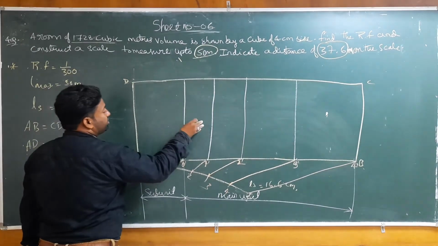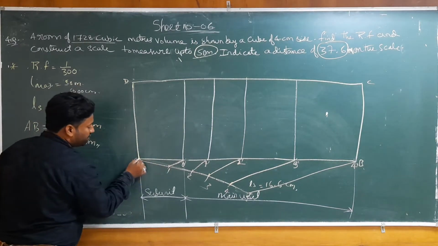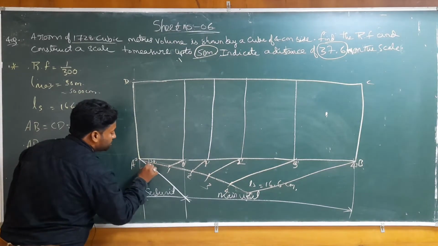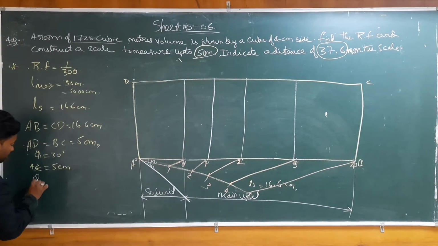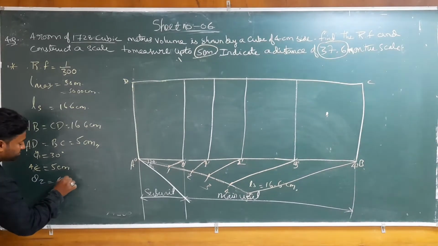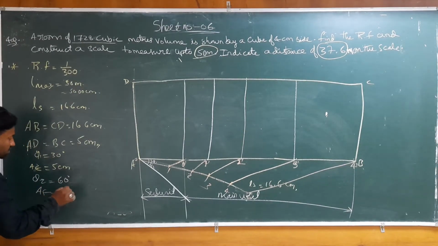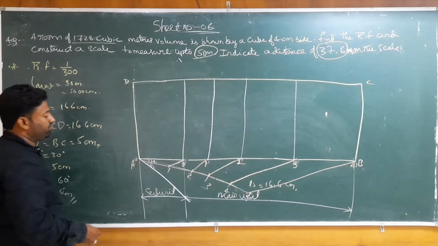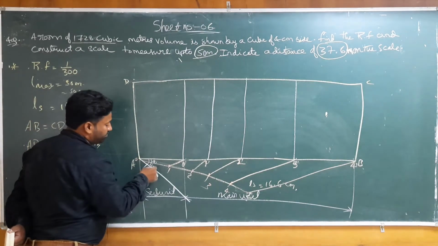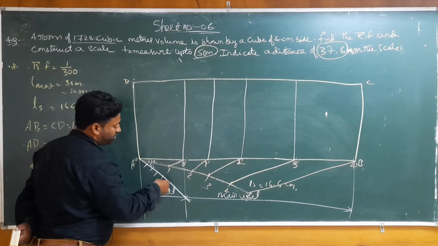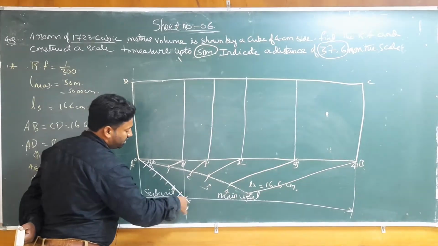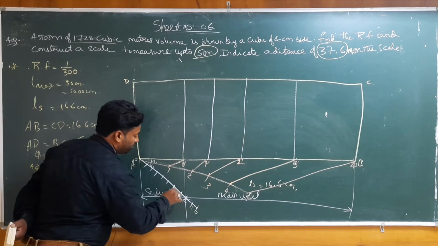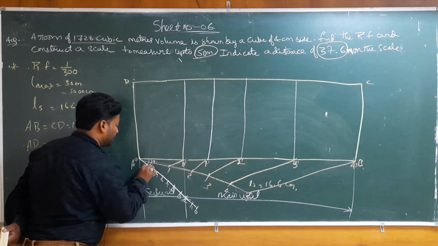Each unit is representing 10 meters, which means here I have to divide another line by making an angle theta 2. So this is my theta 1 and this is my theta 2. Now theta 2 is equal to 60 degrees and AF is equal to 5 centimeters, so each division I can get as 5 mm. So here I will draw 1, 2, 3, 4, 5, 6, 7, 8, 9 and 10. So here 0, 1, 2, 3, 4, 5, 6, 7, 8, 9 and 10.